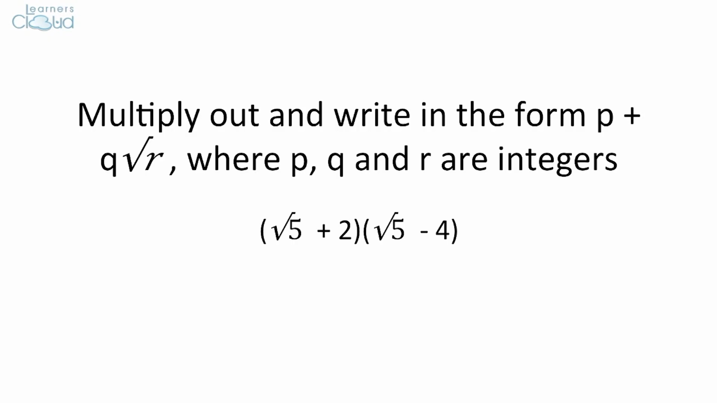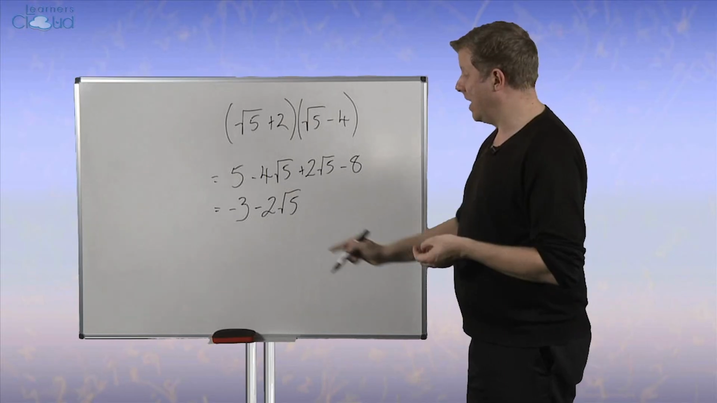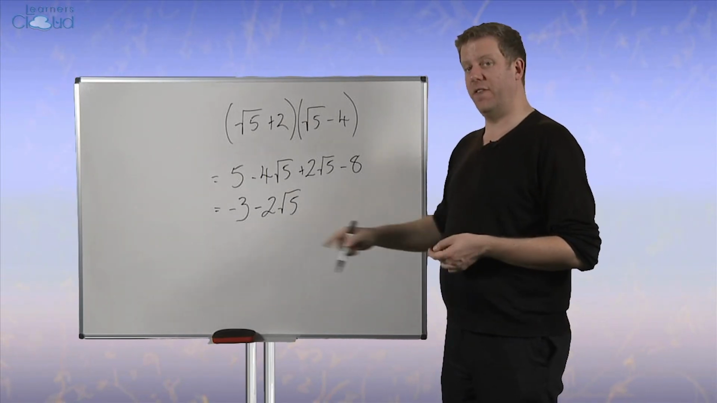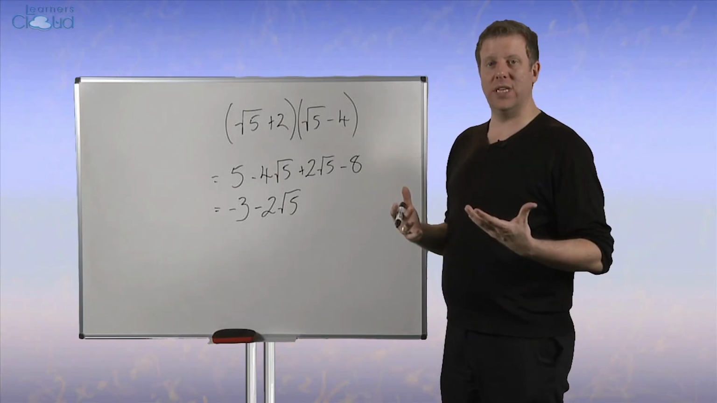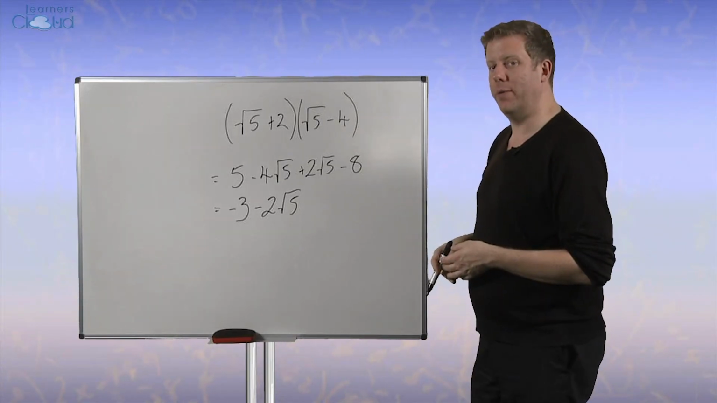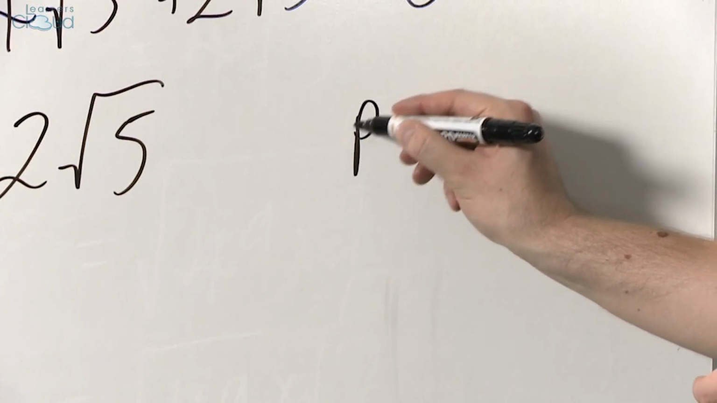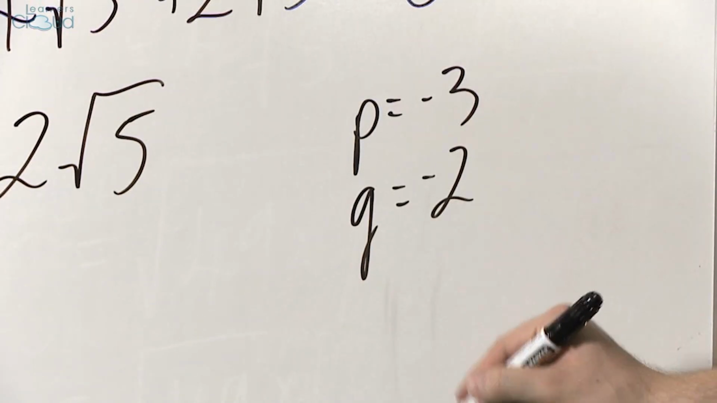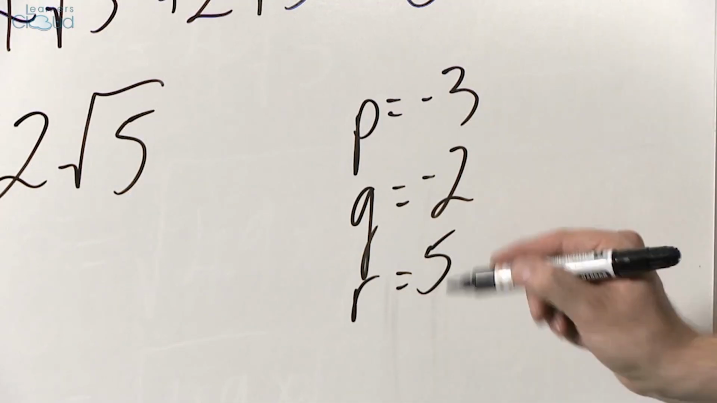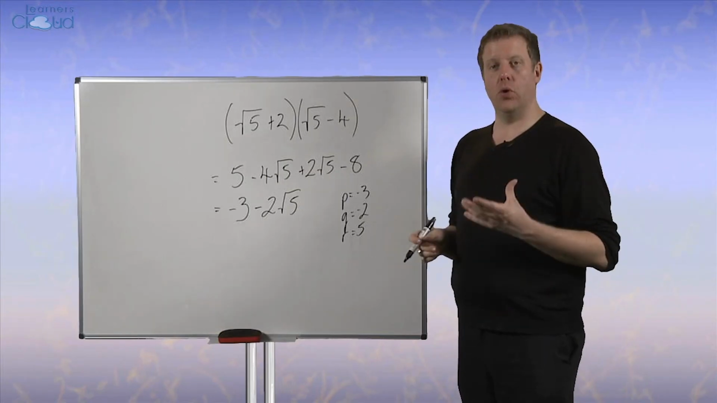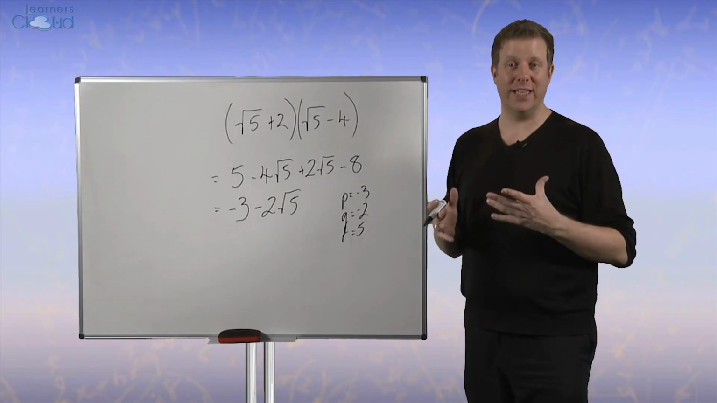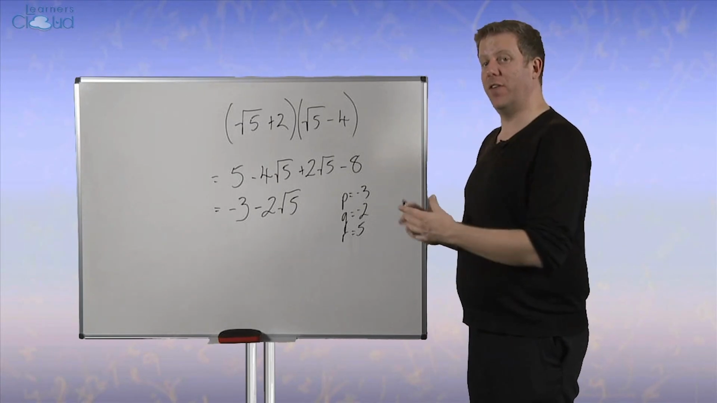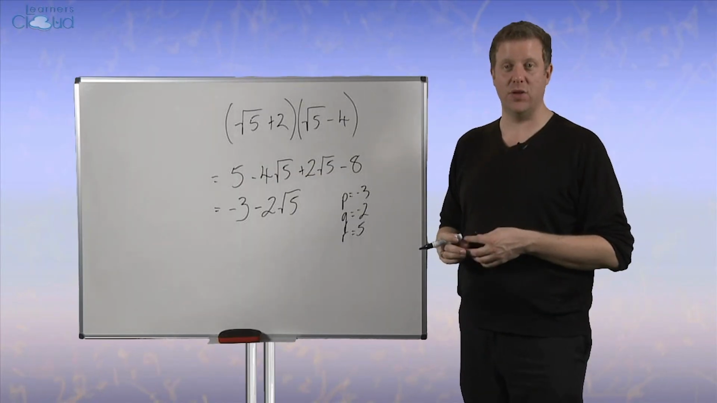Now, whenever the question asks you to do that, what it wants is a constant, a whole number here, and then your surd following afterwards. If they wanted to know the values of P, Q and R in particular in this question, P would be -3, Q would be -2, and R would be 5. It's important not to be put off when they write it in the form P plus Q root R, because all that is the simplified surd form that you get from multiplying out the two brackets.